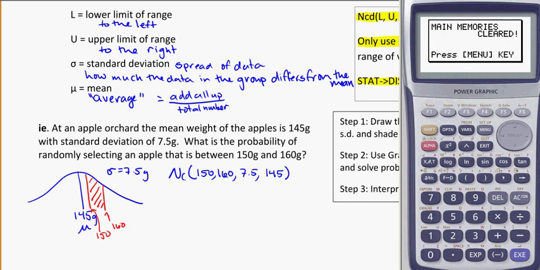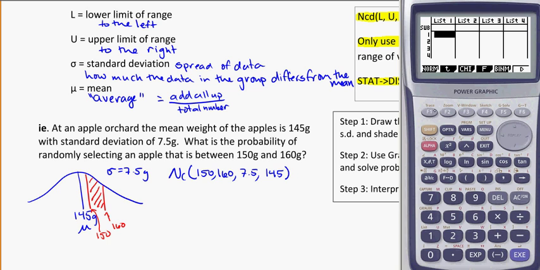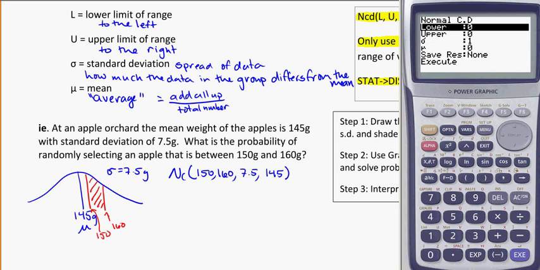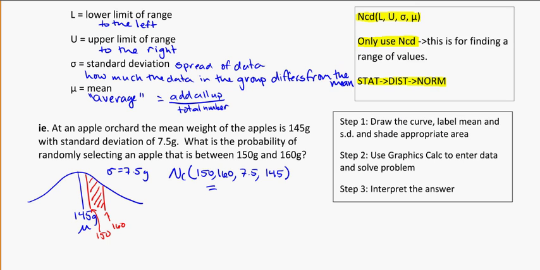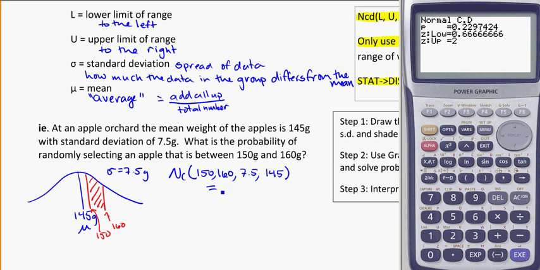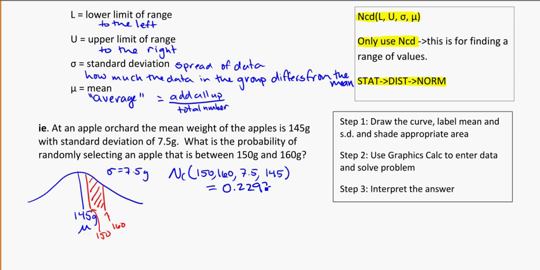So you put that into your calculator. Stat, distributions, norm, again, always use the CD. And my lower limit, like it's asking for, 150, 160, 7.5, and 145. So my lower, my upper, my standard deviation, and my mean. And my probability, it's not the z values there, but it's actually p for probability. So that is equal to 0.2297. So in this case, if I go back to that orchard and randomly select an apple, I've got basically a 23% chance of getting an apple between 150 and 160 grams.